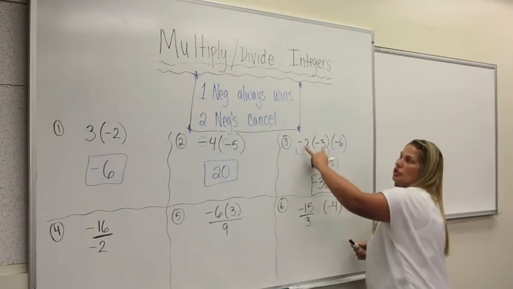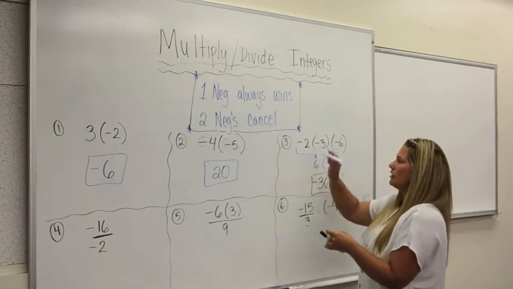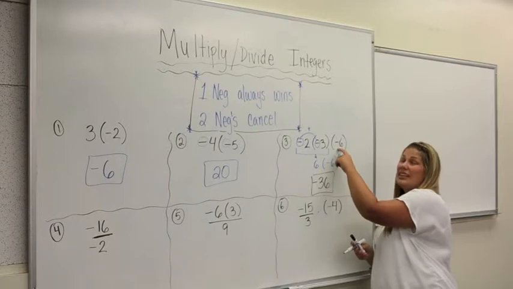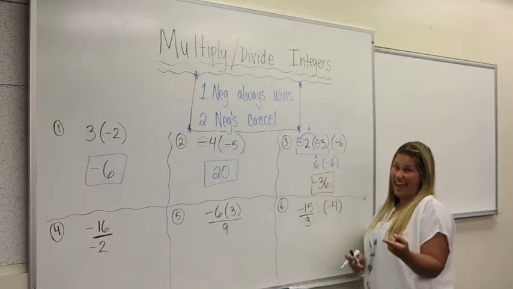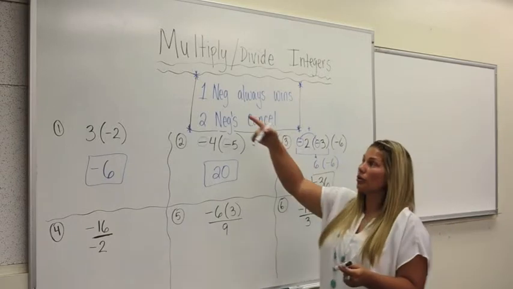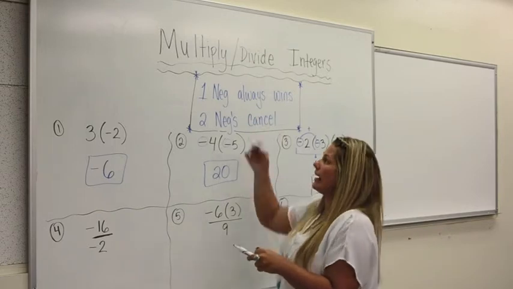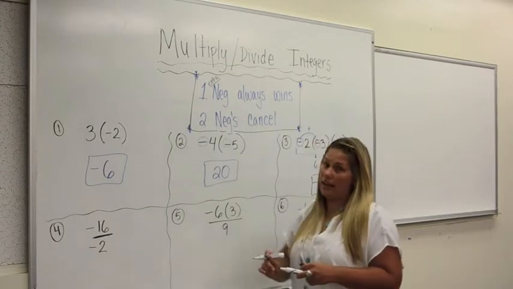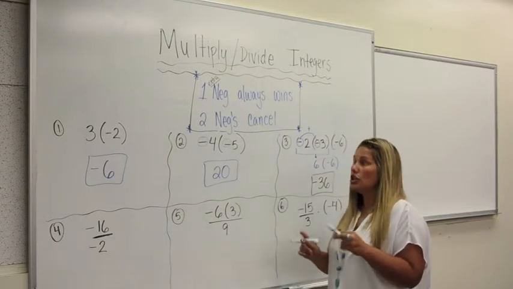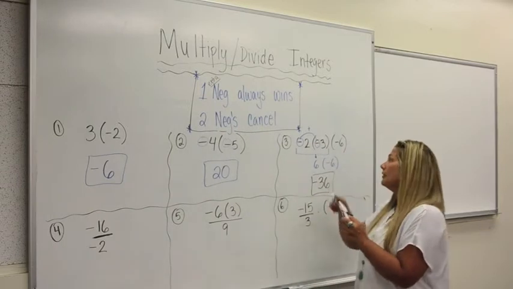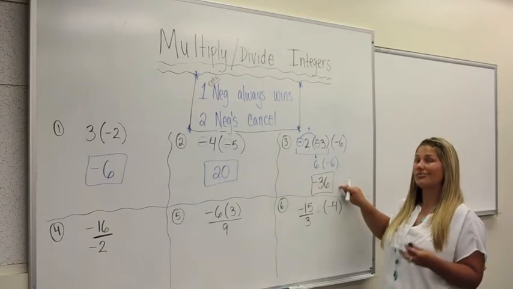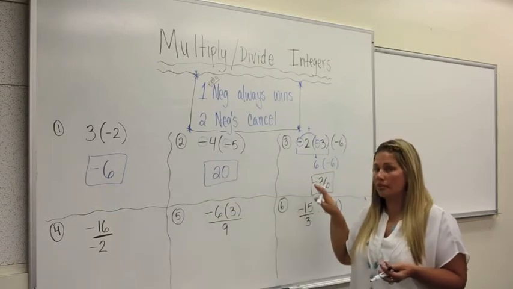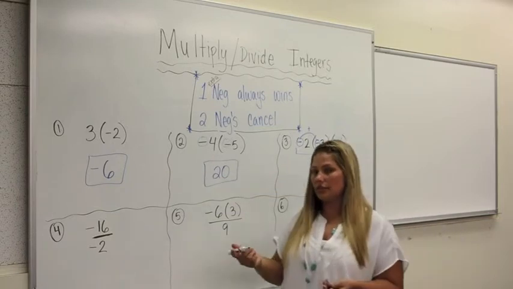So when I have 2 negatives, these 2 negatives are going to cancel out and become positive. But over here I have 1 extra. So we can change our rule right here, and instead of just saying 1 negative, we could say 1 extra negative will always win. So 2 negatives will always cancel out, but when you have that 1 extra, it's always going to win. Well, these 3 on the top are on multiplication. So now let's do some division.